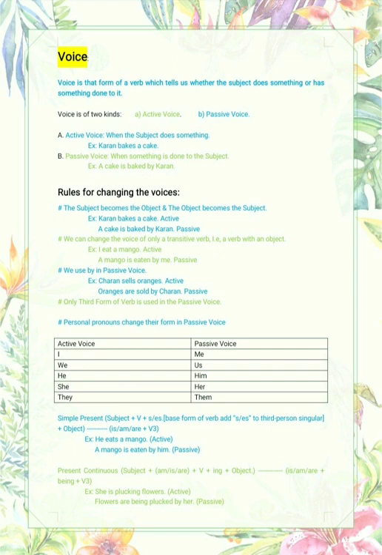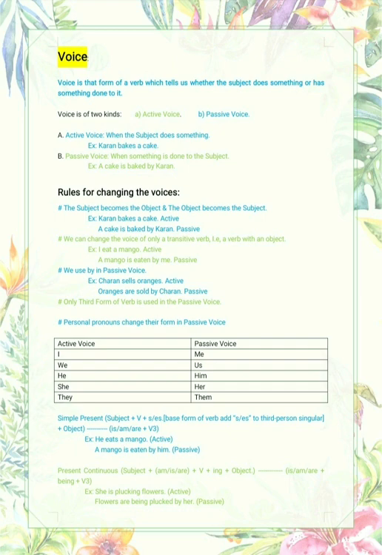Now, what are active voices? When the subject does something, we call the sentence active voice, like Karan bakes a cake. Now, passive voice means when something is done to the subject, like a cake is baked by Karan. So, in the first sentence, why is it an active voice? Because Karan here is the subject and he does something. What is he doing? He bakes a cake. In passive voice, what is done to the subject? A cake is baked by Karan.